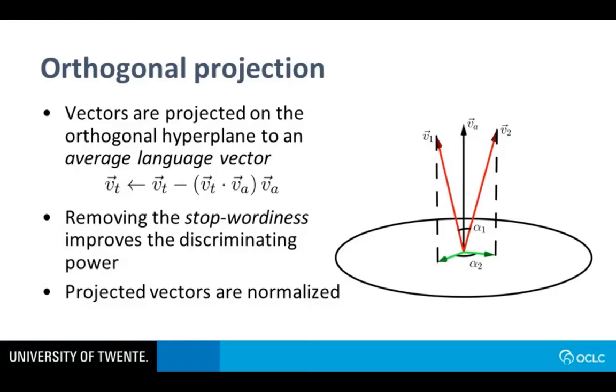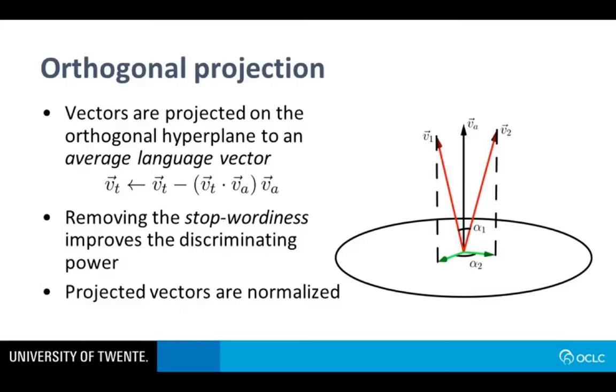And then you can use this to find the real difference between the words, instead of, because they're similar, they are both English, so they are by default similar to each other compared to French or German or Chinese. So this is an effective way to remove the stop wordiness of the resulting term embedding that really increases the discriminating power of the term embedding.